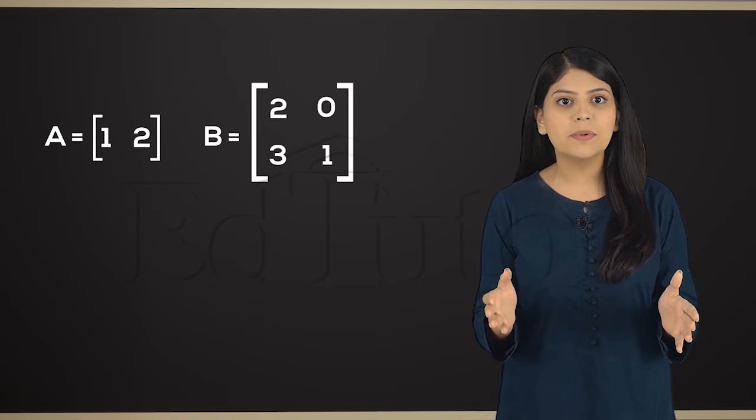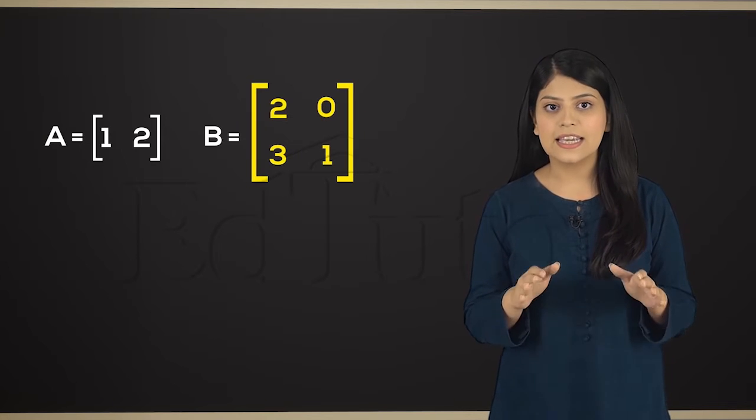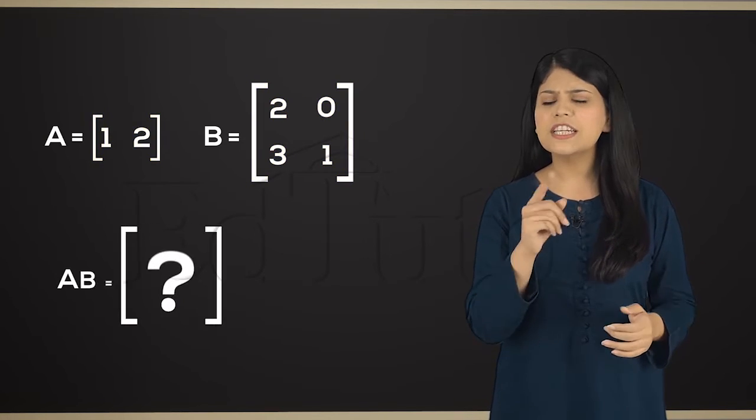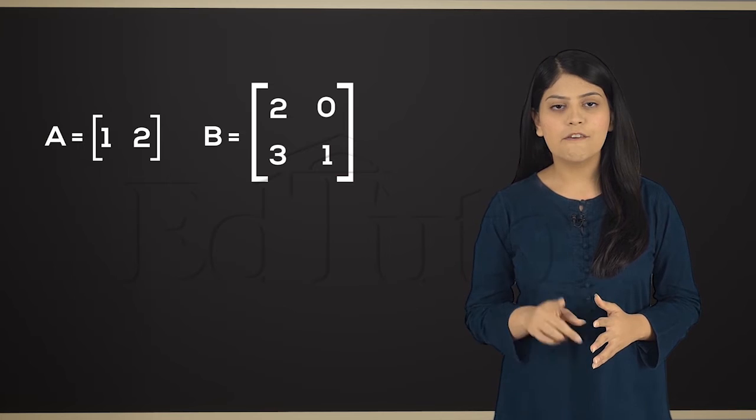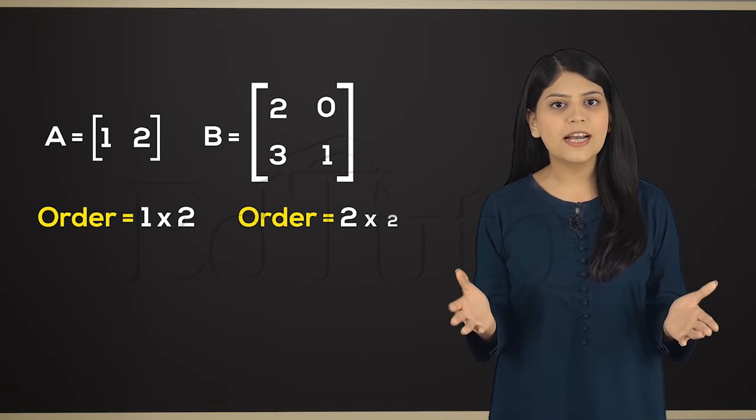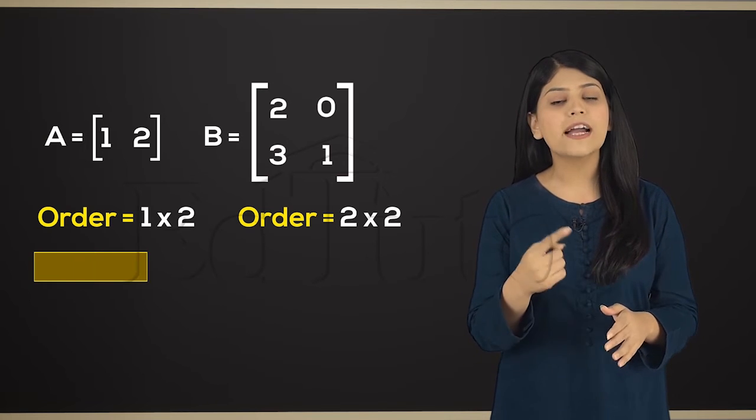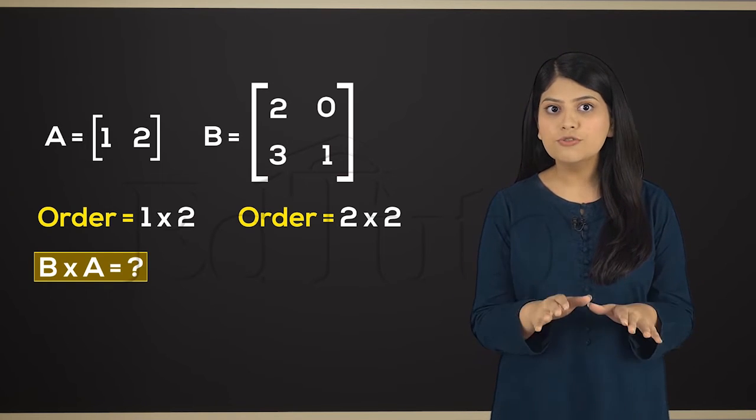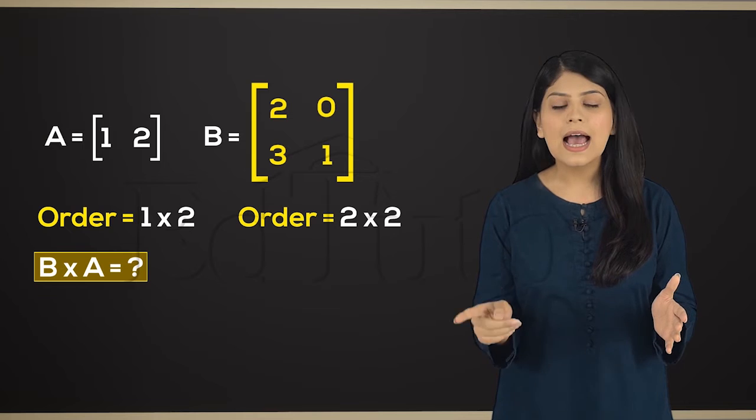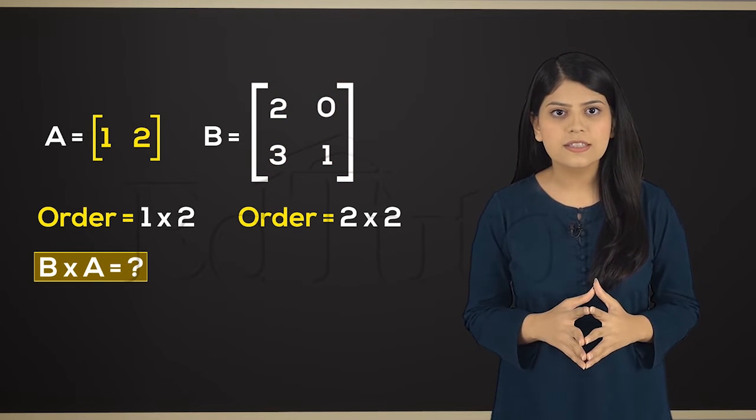Let's learn actual multiplication now. Take another set of matrices, A and B. We need to find AB. First, write their orders, 1 by 2 and 2 by 2. Pay attention that if we were asked to find BA, then we would write the order of B first and then the order of A. This makes a lot of difference.